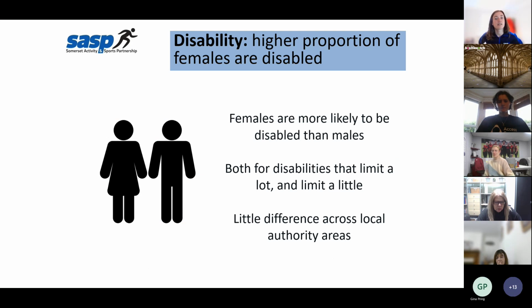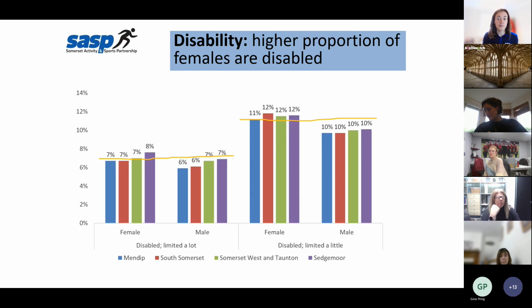What we've also found is that there is a difference across males and females. Females are more likely to report that they have a disability than males, both for disabilities that limit day-to-day activities a lot, but also those that limit their day-to-day activities a little. We didn't find much difference across the different areas, so this is a common thread across all areas across Somerset, around males versus females.